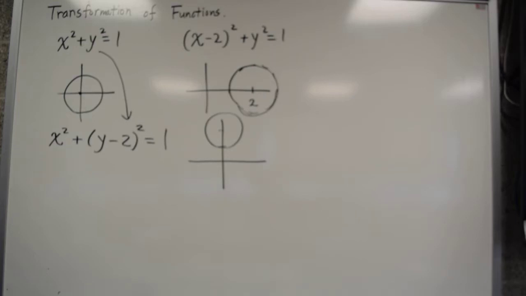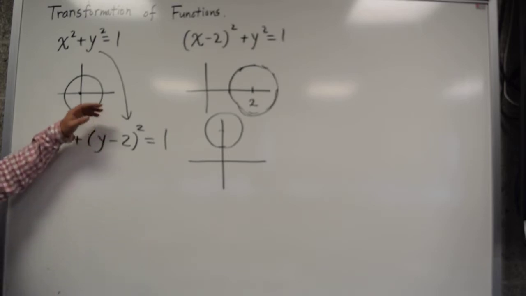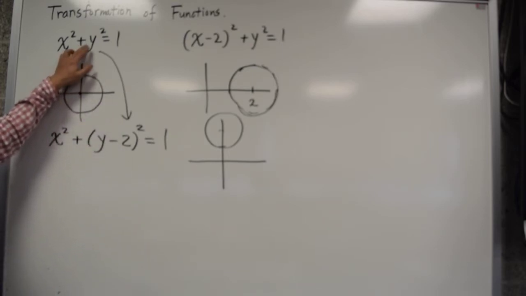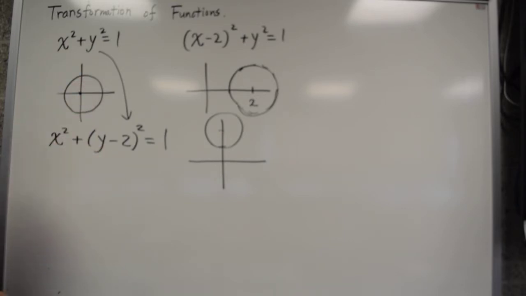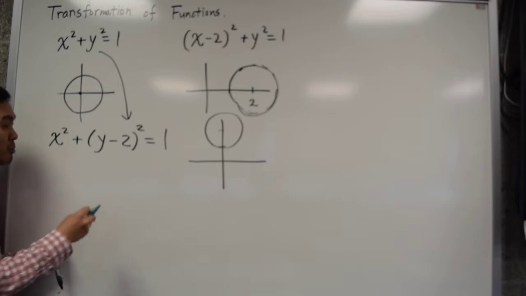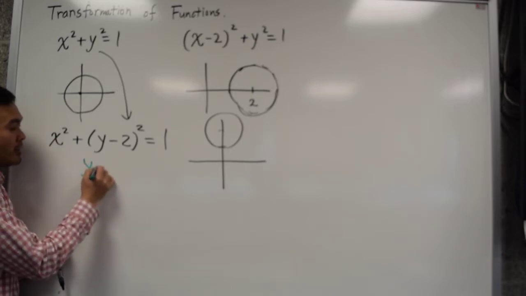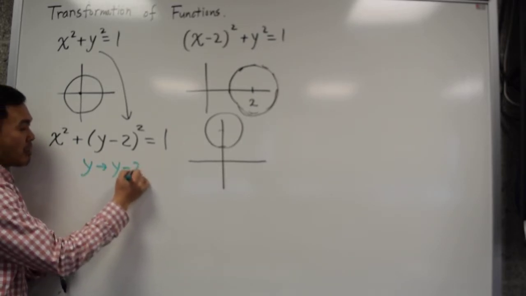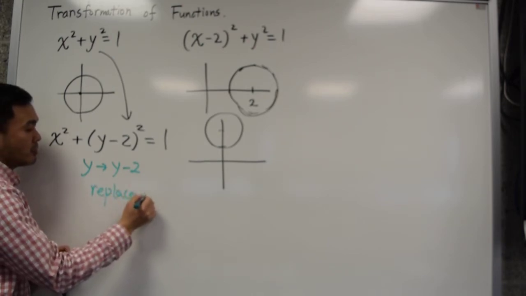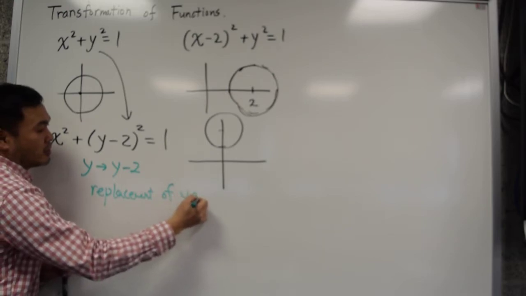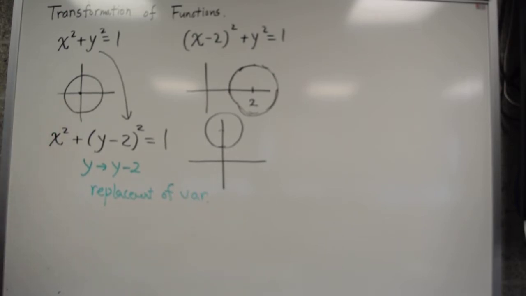Foil. No. You don't have to foil the y minus 2. What I'm trying to say is that y is being replaced by y minus 2. So the important thing I'm trying to point out is that y is being replaced by y minus 2. So this is a replacement of variable. So here's the upshot. What am I trying to teach you here?